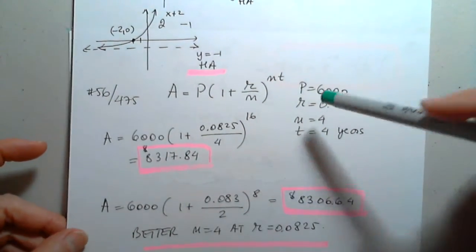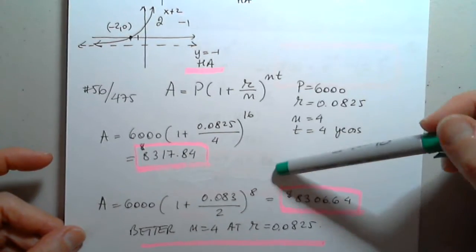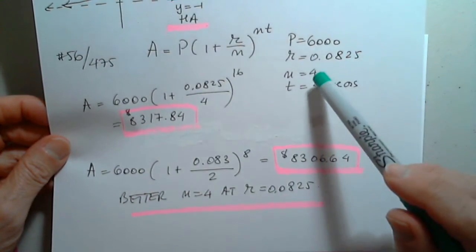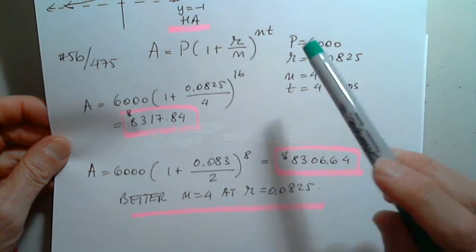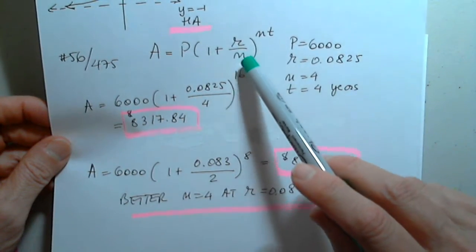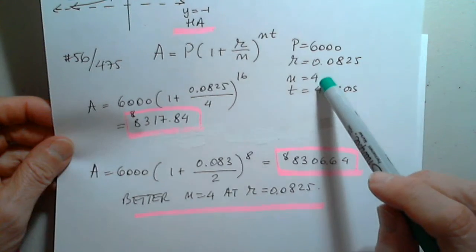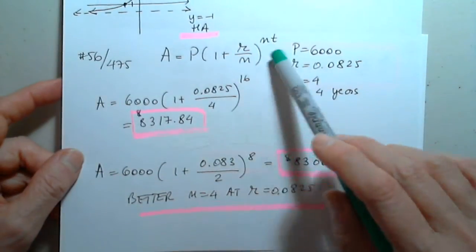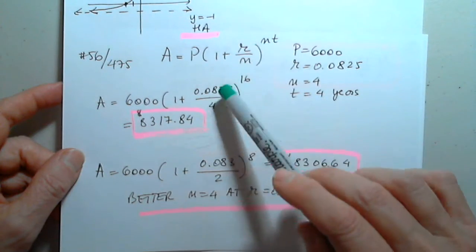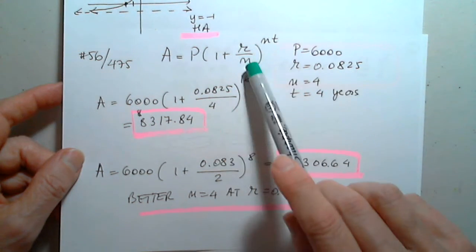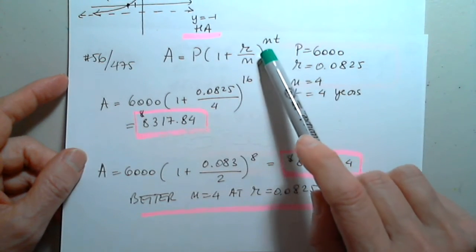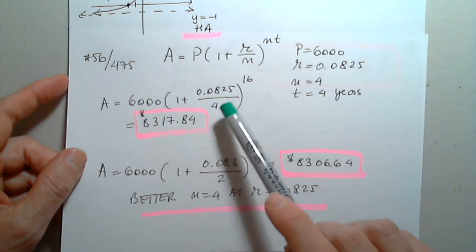Here we're asked to identify which of the situations is better. $6,000 invested at this percent, the interest is compounded 4 times a year, quarterly, and for 40 years. All I have to do is just plug it in, the principal, the rate, number of times it is compounded per year, and n times t is 4 times 4, which is 16.